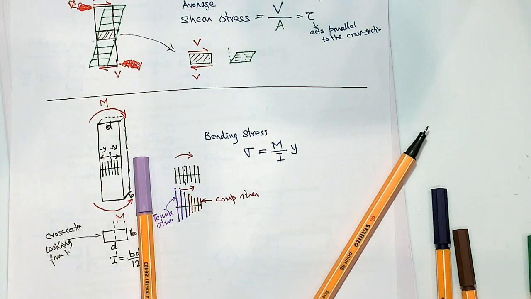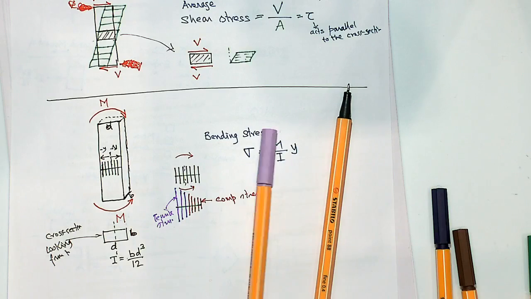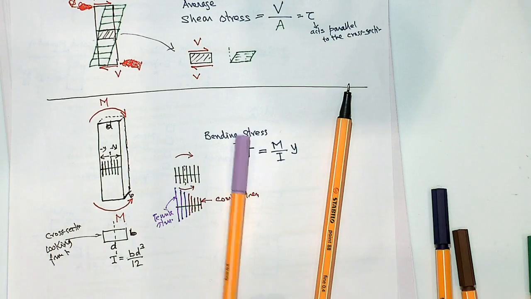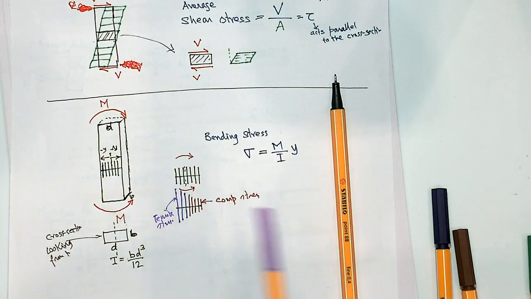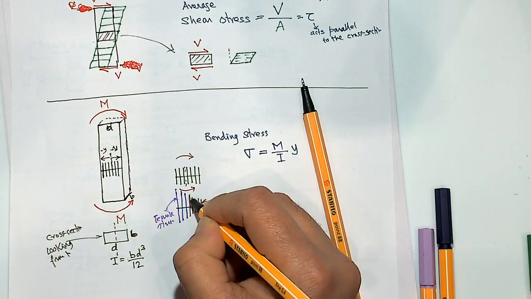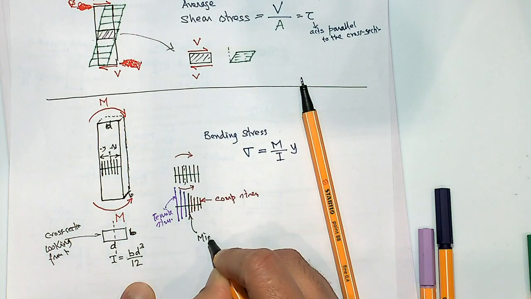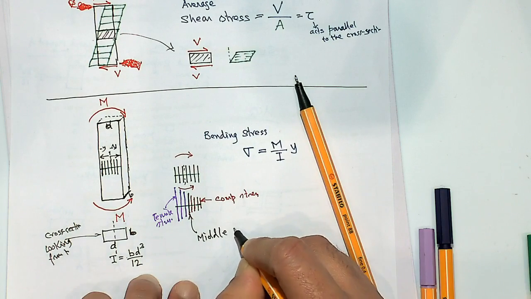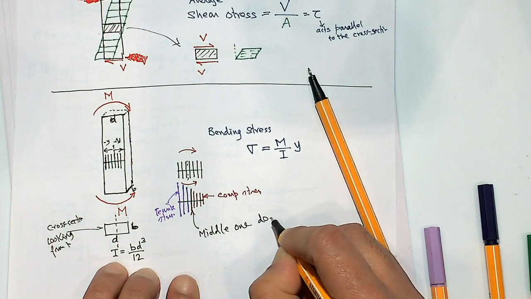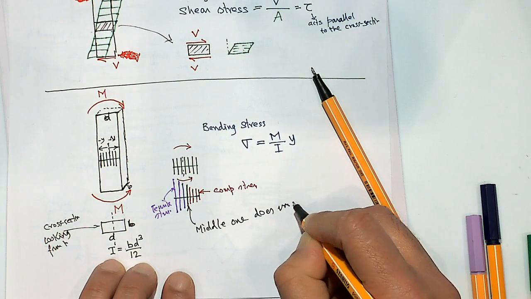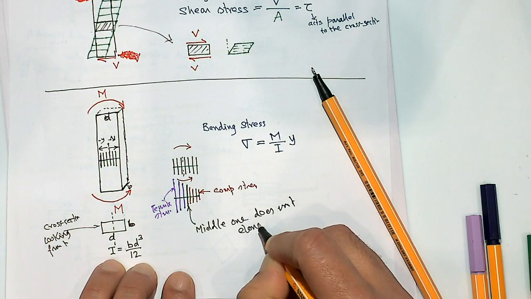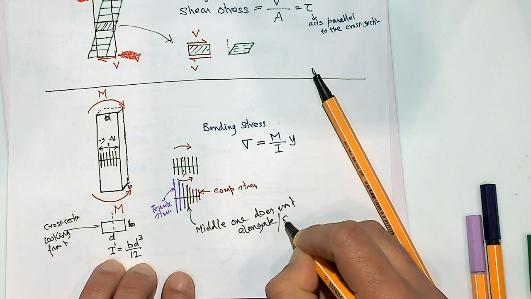So if you imagine this column was made up of lots of fibers, then absolutely the middle one is here. So the middle one does not change. The middle one does not elongate or contract.